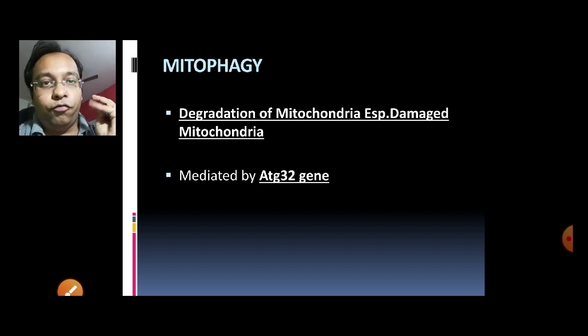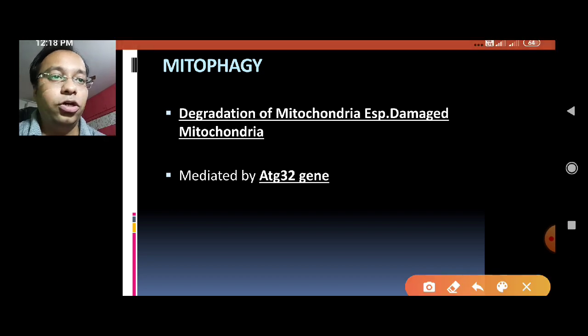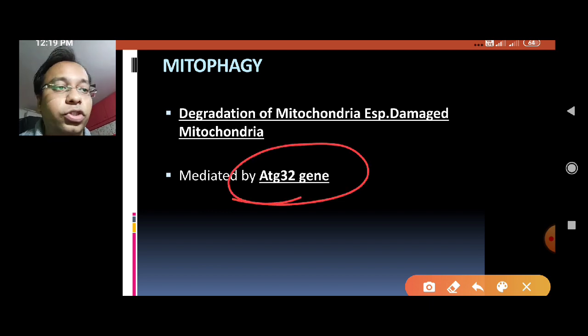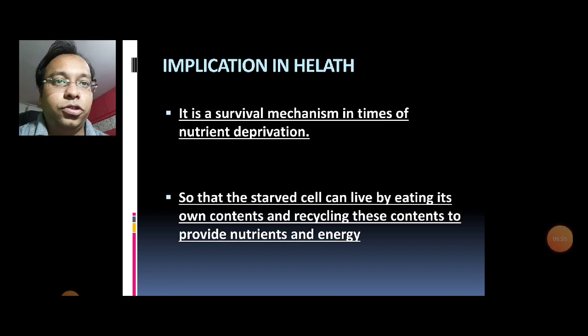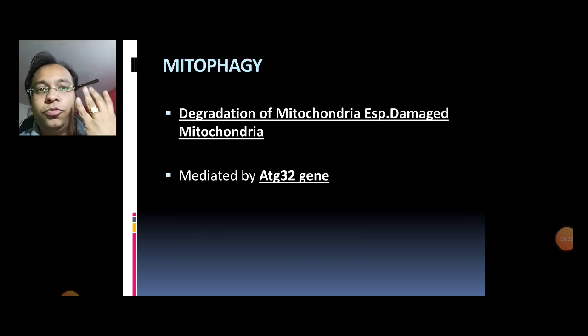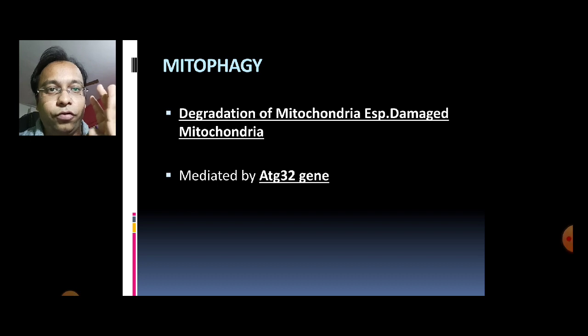Okay. The fourth one is mitophagy. Here there will be degradation of the mitochondria, especially damaged mitochondria, and it will be mediated by the ATG32 gene. So these are the four mechanisms of autophagy, or we can say types of autophagy: macro-autophagy, micro-autophagy, then chaperone mediated autophagy, and finally mitophagy, right?